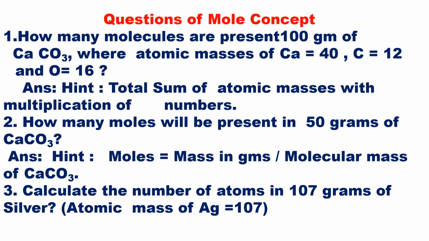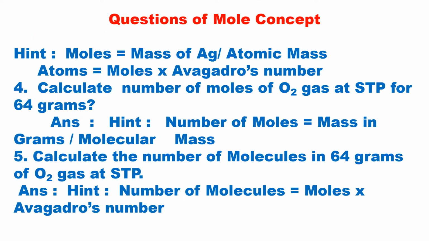Another is a simple example. Calculate the number of atoms in 107 grams of silver. We know that the atomic mass of silver is 107. So, weight in grams divided by atomic mass. The atomic mass of silver is 107. So, 107 divided by 107 is equal to 1 mole. So, 107 gram of silver contain 1 mole, that is 6.02 in 10 raised power 23.